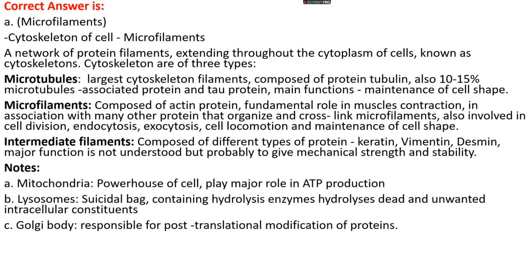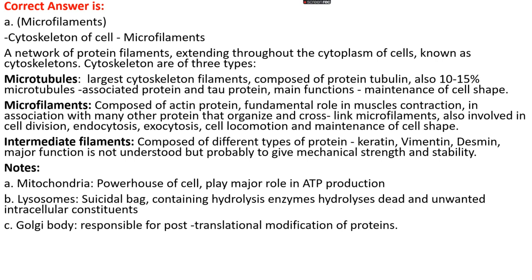Second is microfilaments, which mainly consist of actin protein, which has a fundamental role in muscle contraction and is associated with many other proteins that organize and cross-link microfilaments. They are also involved in cell division, endocytosis, exocytosis, cell locomotion, and maintenance of cell shape. Third is intermediate filaments, mainly composed of different types of proteins like keratin, vimentin, and desmin. Their major function is not well understood, but probably to give mechanical strength and stability.